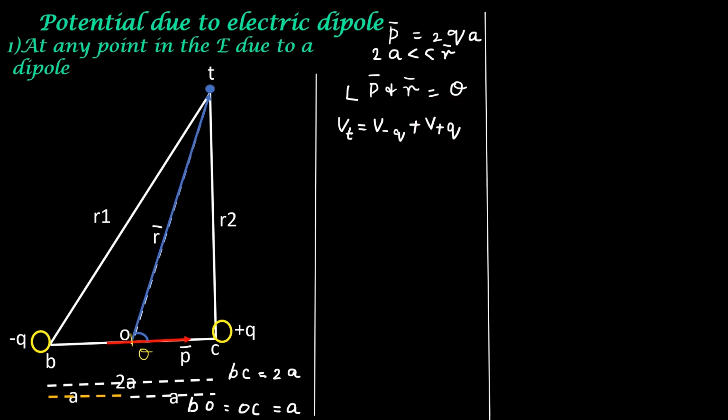We already know potential at a distance r is equal to kq by r. This is for a point charge. k is the constant equal to 1 by 4 pi epsilon naught. For negative q, it will be negative kq by r1. So potential at T will be equal to negative kq by r1 plus kq by r2. So we have to get the value of r1 and r2. We have the value of r. We have to calculate r1 and r2 with reference to r.